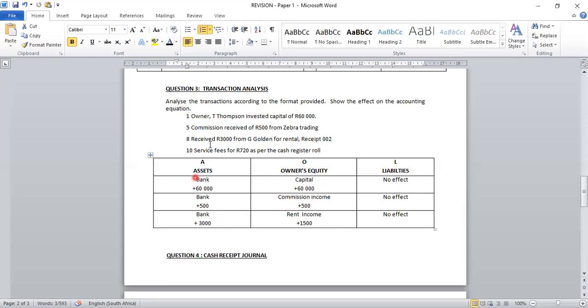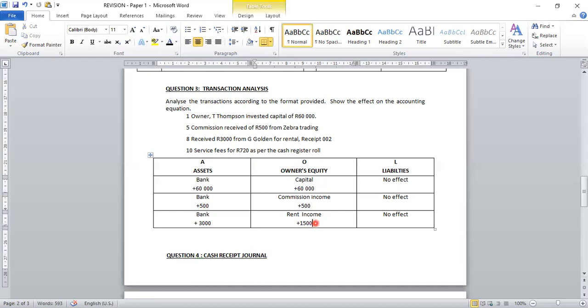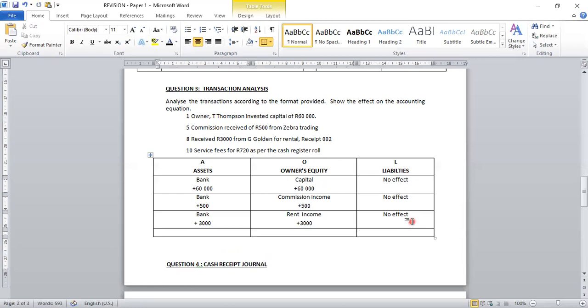Our third transaction, received 3,000 from G Golden for rental. Receipt number 002. So this transaction will also affect our assets, which is bank, to increase by 3,000. Then our owner's equity, because we're also receiving income, will also increase by 3,000. So this will also increase the owner's worth. And the liabilities are not affected.